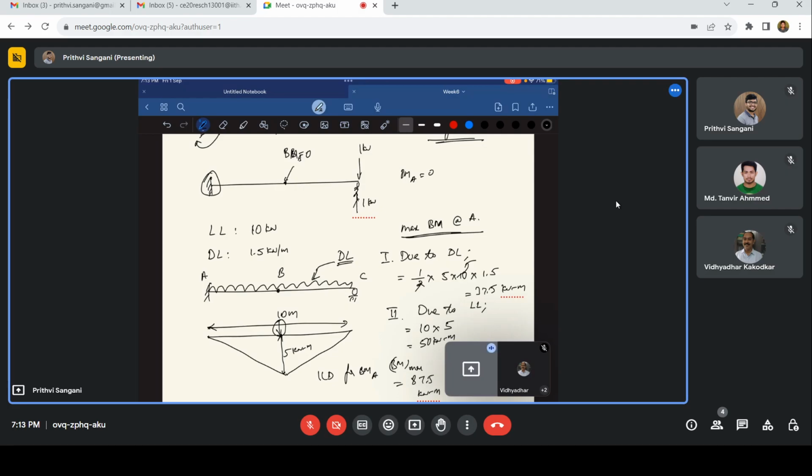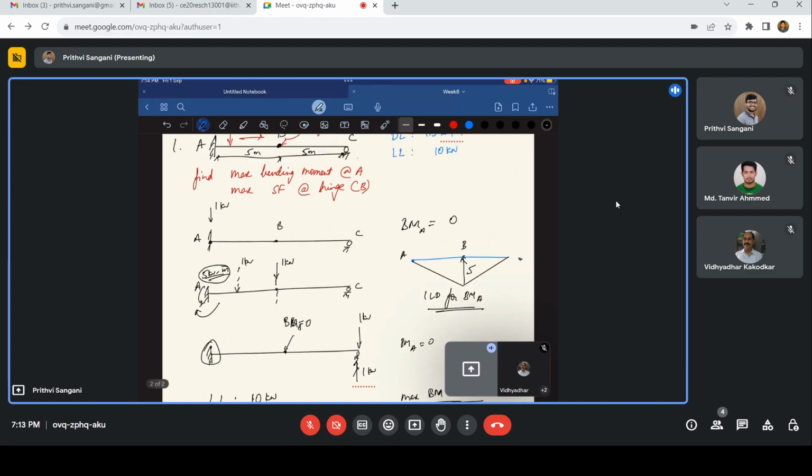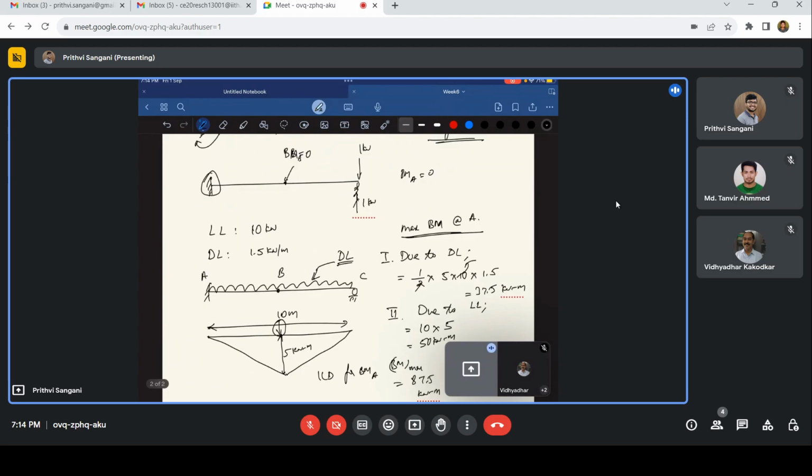So this is how we find the maximum bending moment. And in this question, we can understand one thing: the maximum bending moment is always a function of live load. It's not a function of dead load, because the dead load will obviously act on the structure, so that is not going to make a huge difference. When you have moving live loads, that is where we see a significant difference in the maximum bending moment.